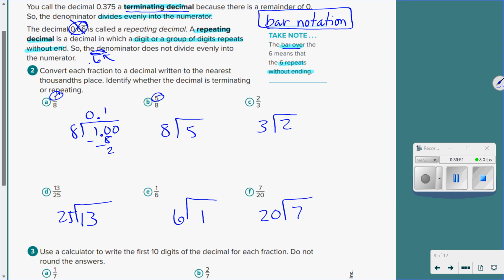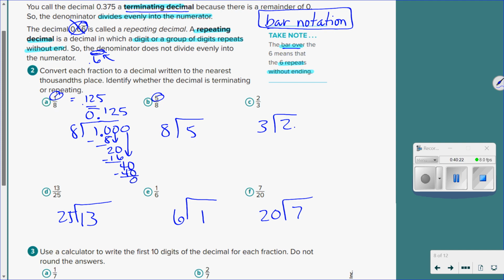Still not at 0, so I add another trailing 0 to bring down. 8 goes into 20 twice. Subtract 16 gives me a 4. I'm still not at 0, so I add another trailing 0 and bring it down. 8 goes into 40 5 times. Now I have a terminating decimal. So 1/8 as a decimal is 125 thousandths. Make sense? I'm going to skip to part C.